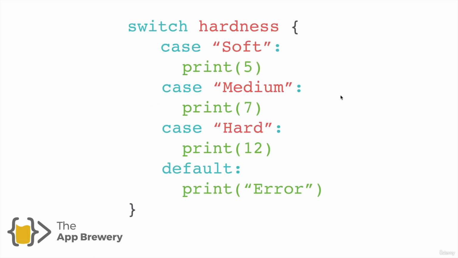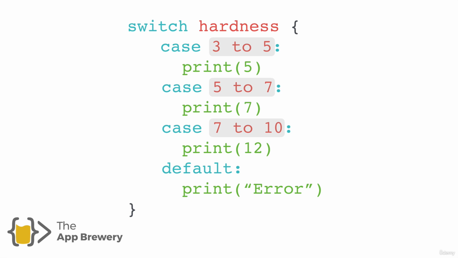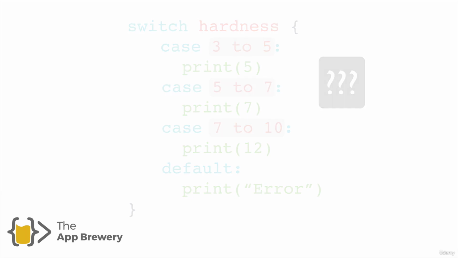Now, what if you can't match the precise value of a variable? What if you wanted to match a range? Say if hardness was actually a number and we wanted to check if it was between, say, 3 and 5 and then 5 and 7, what would you do in that case? Well, here's where the Swift range operator comes in again. And we saw this already before.